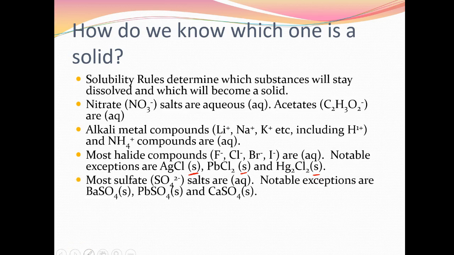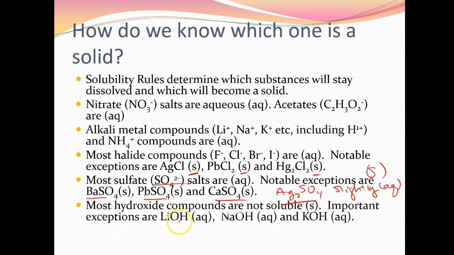Okay, the next rule is most sulfates, things that have sulfate in them, are aqueous. The ones that are exceptions to the rule are barium, lead, calcium, and then slightly soluble is Ag2SO4. This is slightly soluble, so if you would want to call it solid, I would be okay with that. So these guys are the solid ones.